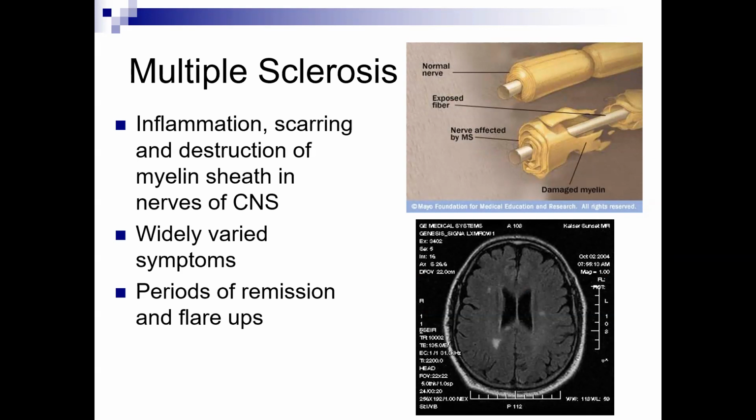So then we have multiple sclerosis. So that's inflammation and scarring and destruction of the myelin sheath that is in the nerves of the central nervous system. So you can see this damage here. So myelinated nerves, they carry messages to the brain. And the messages can get there much faster because they can leap and hop over these myelinated sections. But when this myelin is destroyed or scarred, that message then has to travel all the way along the nerve. So it gets to the brain much more slowly. And the symptoms can really vary widely. And this does have periods of remission and flare ups.